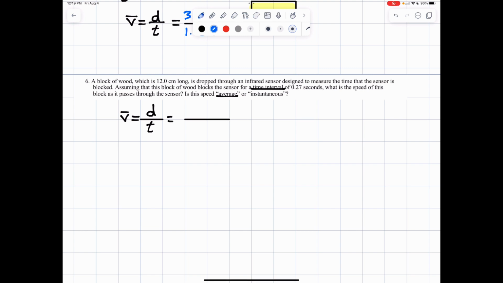Okay, and now 12 centimeters does have to be rewritten though. So we have to rewrite that as 0.12. So we're going to write that as 0.12 meters. And we get that by moving the decimal twice to the left, divided by 0.27 seconds. Okay, and dividing those two, you're going to get 0.44 meters per second.